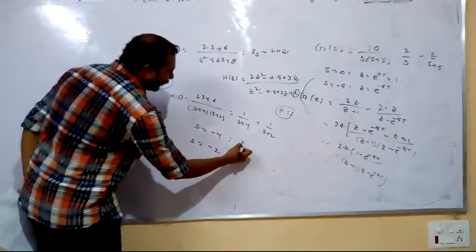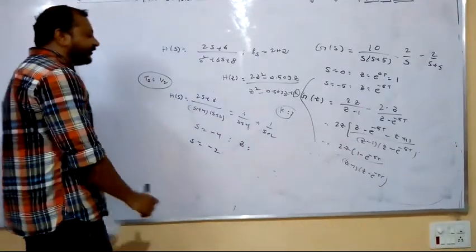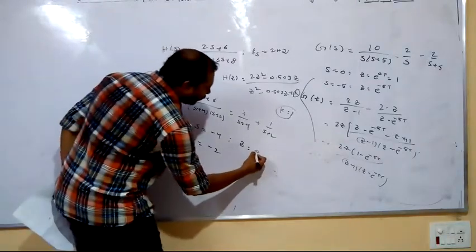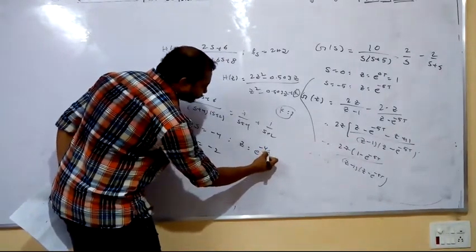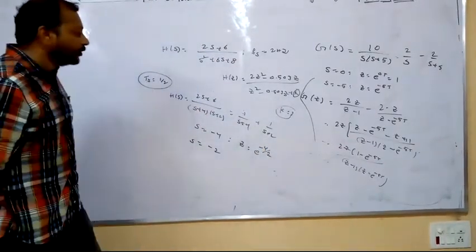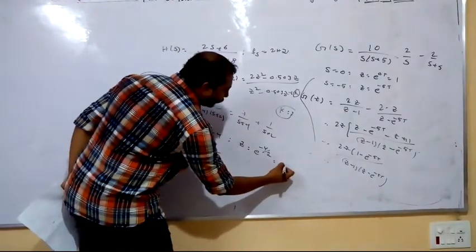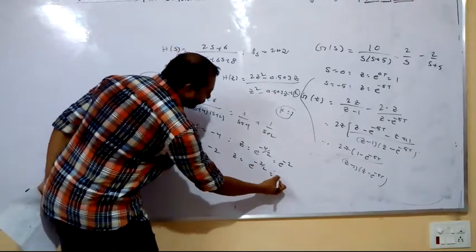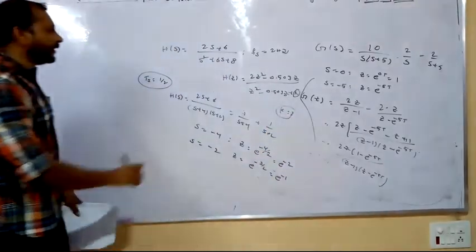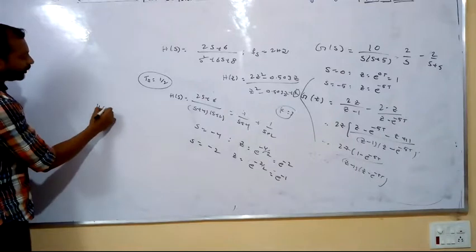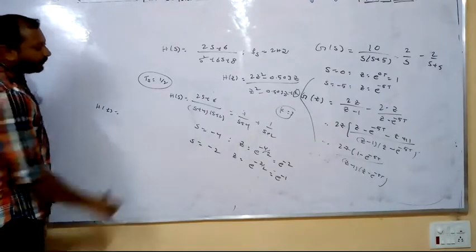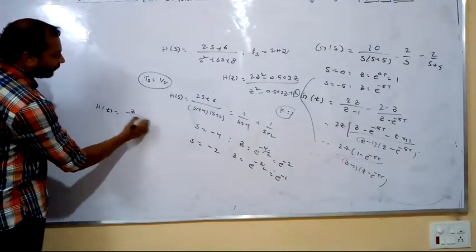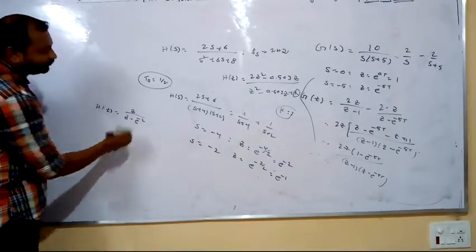Corresponding poles in z format are equal to e to the power sT. So this value is equal to e to the power minus 4 divided by 2, since T is equal to 1 by 2, the corresponding is equal to e to the power minus 2. And here also z is equal to e to the power minus 2 by 2, corresponding is equal to e to the power minus 1. Directly you can write this H of z is equal to simply 1 divided by, that is nothing but z divided by z minus e to the power minus 2.